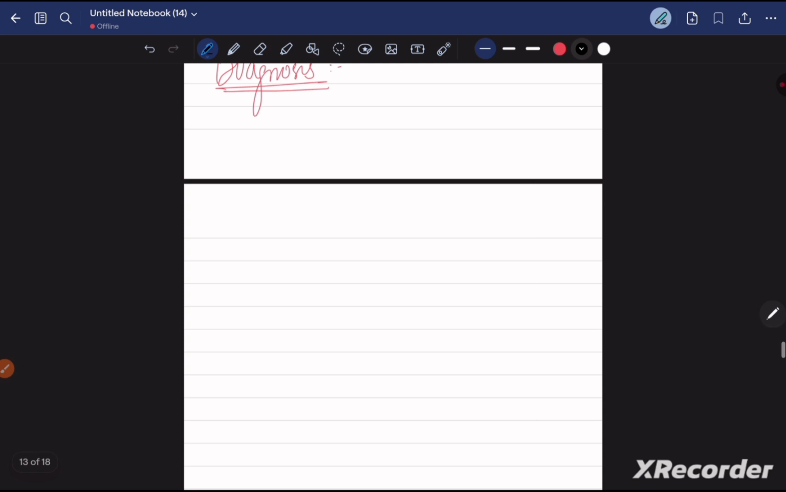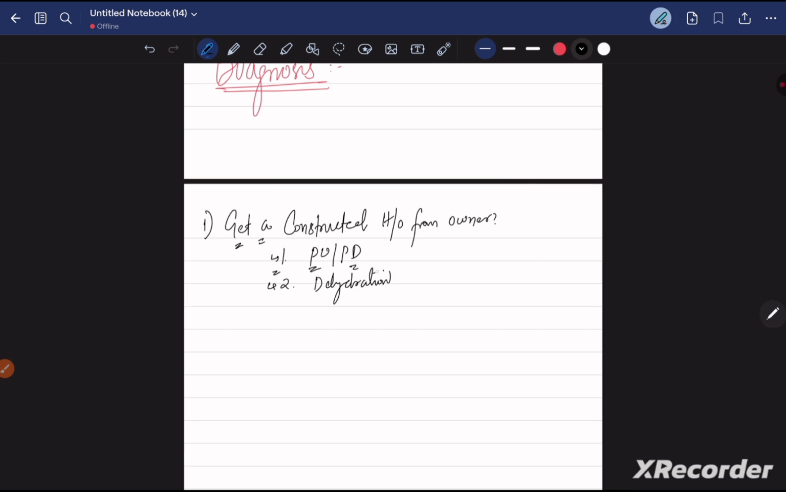In diagnosis, whenever you get a case of hyperparathyroidism, the first step of your approach should be to get a constructed history from the owner. You will ask the owner some questions: is there PUPD, that is polyuria, polydipsia. You will evaluate for dehydration. You will see whether there was any episode of uroliths or nephroliths, and whether the same case was treated for that, or is there any recurrence.